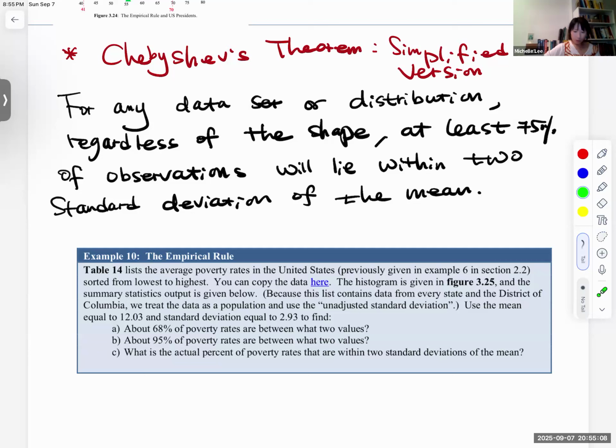Let's do this one. We learned how to use the empirical rule, so let's find out the answers to these questions. Table 14, average poverty. We want to know about 68% and find the two values. For 95%, we want to find those values too. Then, what is the actual percent of poverty rates within two standard deviations? Okay, let's do it.